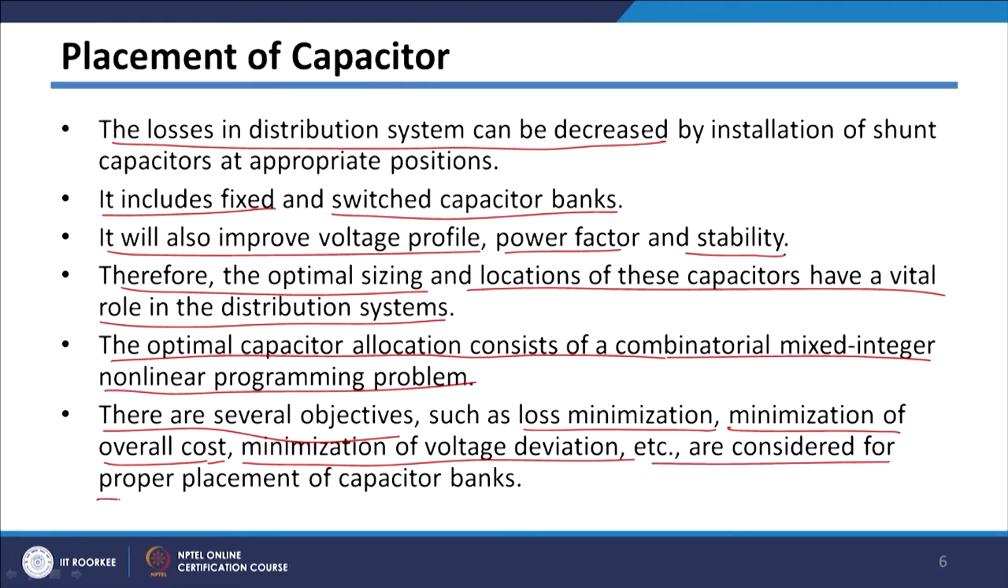These are considered for proper placement of the capacitor, because we have seen that if the capacitors are not placed properly, or switched on and off improperly, there will be a voltage rise problem during no load condition, and because of that loss may also increase. During the low load condition this capacitor will keep on carrying leading reactive power, and because of that leading reactive power there will be currents flowing through the feeder, which will basically create losses in the distribution system. So proper allocation and switching off of the capacitor banks is very important to get maximum benefits.